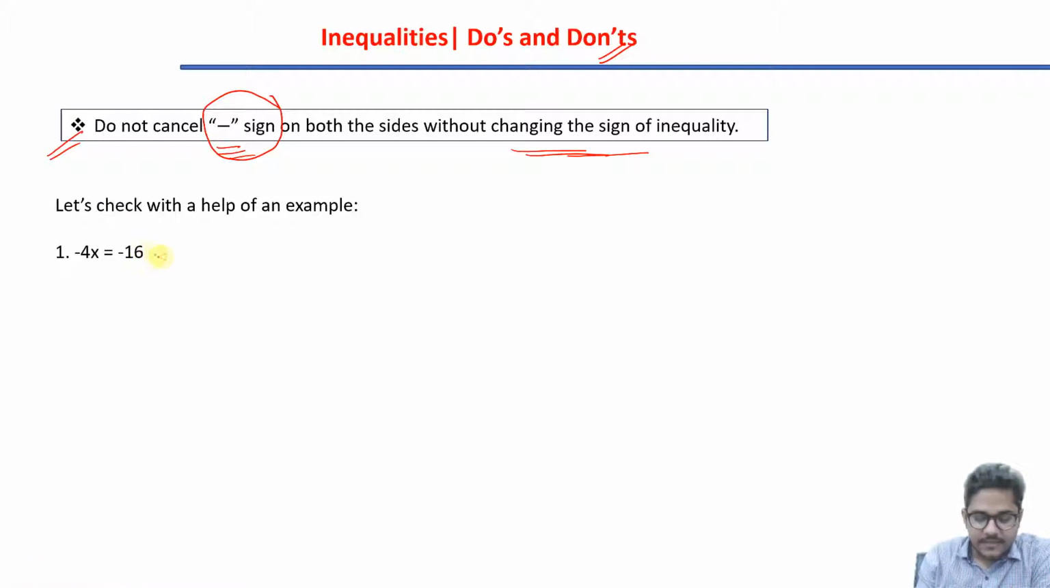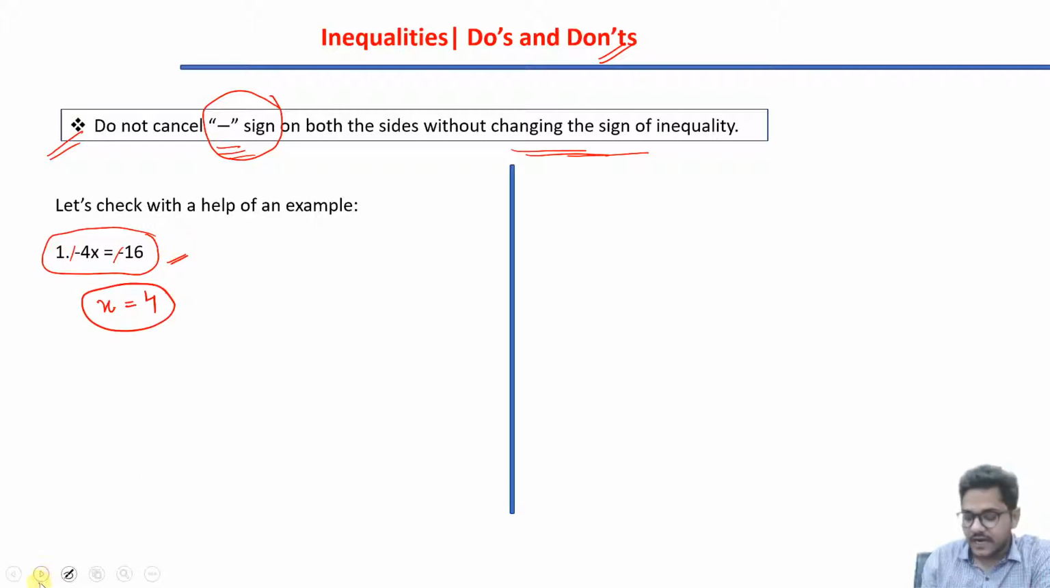Now let's see what happens in equality. This is an equality. How do we solve this question? Minus 4x equals minus 16. Then we cancel the negatives on both sides and the 4 on both sides, and x equals 4. This is how we used to do it in equality when there is a sign of equality.